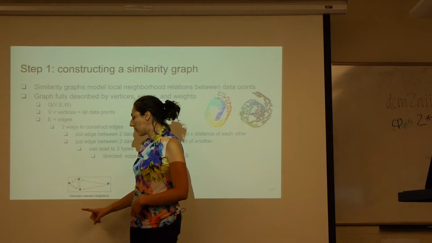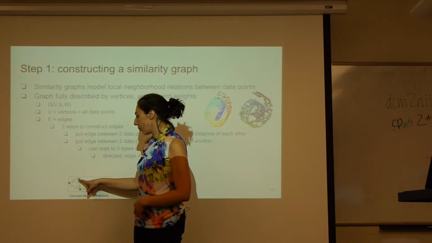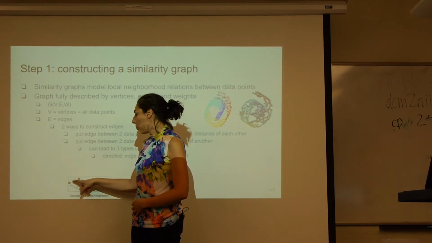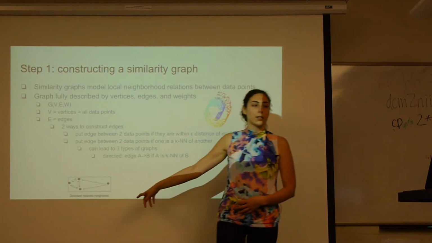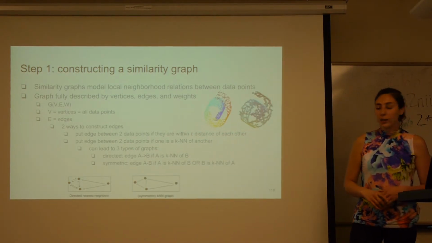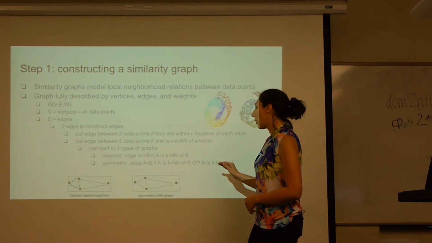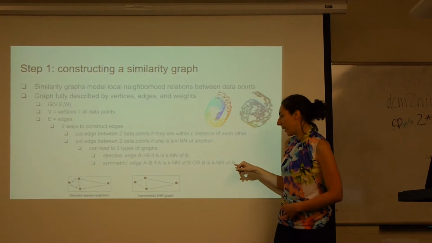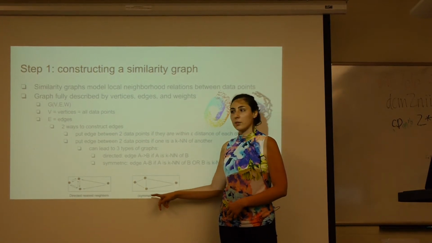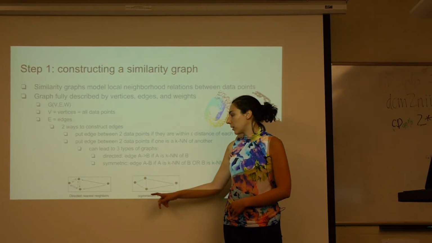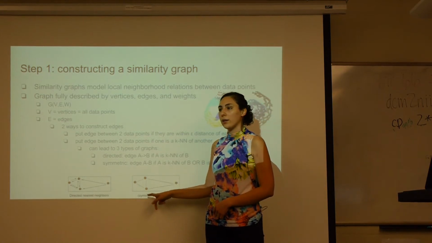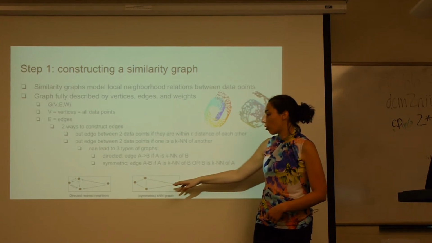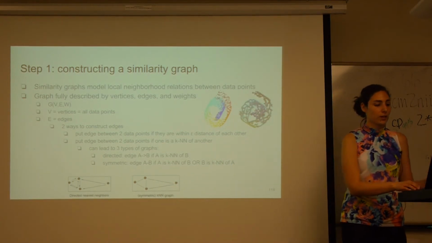So we ask, is A a nearest neighbor of B? If so, put an edge between them. Is B a nearest neighbor of A? If so, put an edge between them, and so on. And this is a directed graph. Another way to do this is to ask whether either A is a nearest neighbor of B or B is a nearest neighbor of A. And this results in an undirected symmetric graph, right? Because we just put an edge if either one is a nearest neighbor of the other. So there's no notion of directionality here.